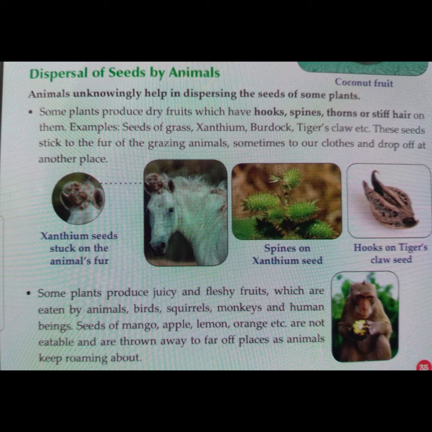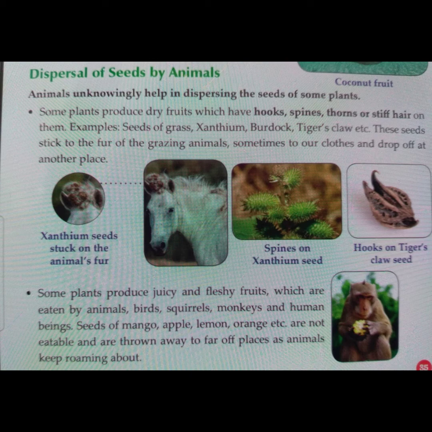Now, the next one is the major way of seed dispersal, that is through animals. Animals are unknowingly helping in the dispersal of seeds from the mother plant. Yes, some plants produce seeds which have hooks, spines, thorns, or stiff hair on them. So sometimes they will get stuck onto the clothes of human beings or to the fur of other animals, usually onto the grazing animals itself.